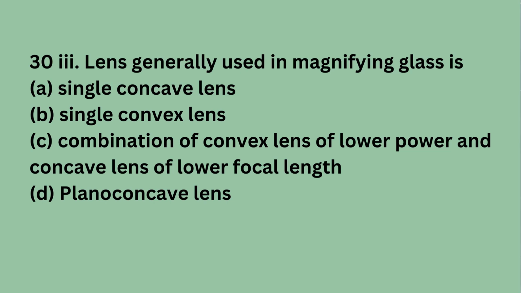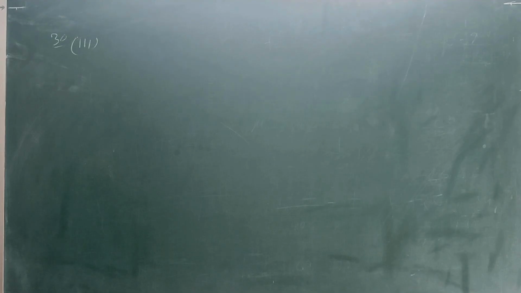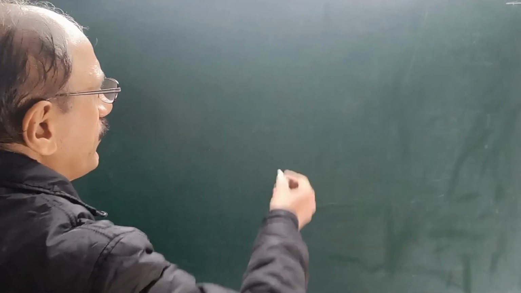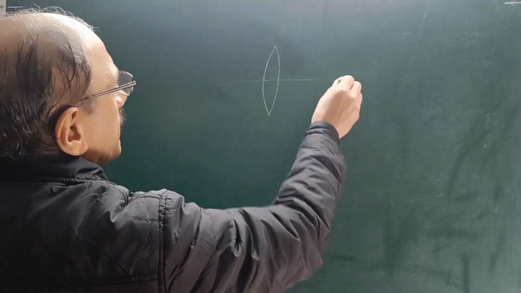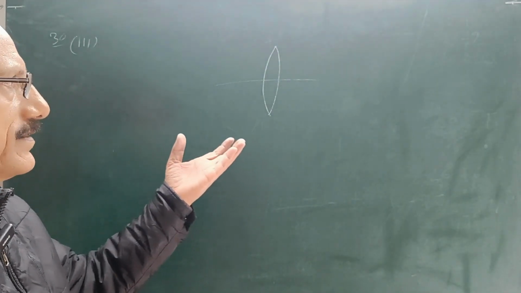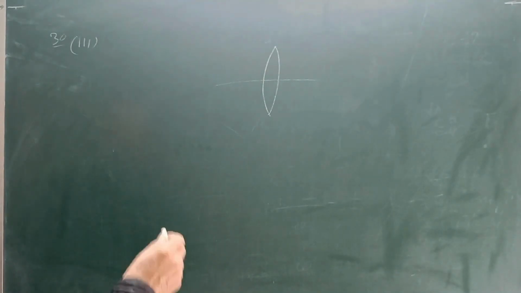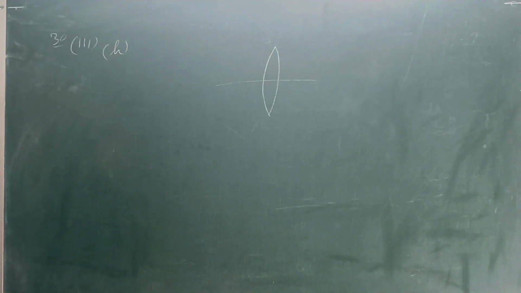Third part. Lens generally used in a magnifying glass is: A, a single concave lens, B, a single convex lens, C, combination of convex lens of lower power and concave lens of lower focal length, D, plano-concave lens. Here the answer is single convex lens. In the case of simple microscope also we have explained that the magnifying glass is a single convex lens. So the correct option here is B, that is single convex lens.